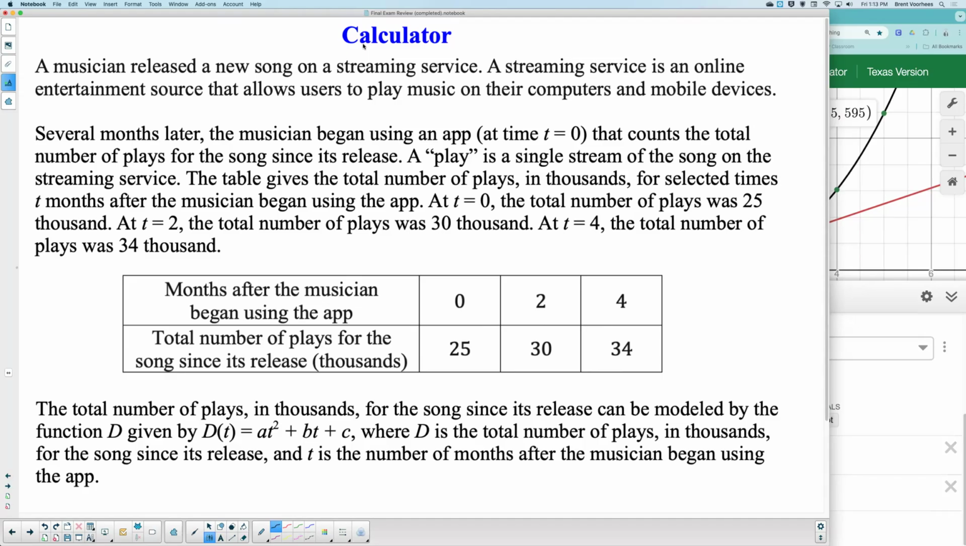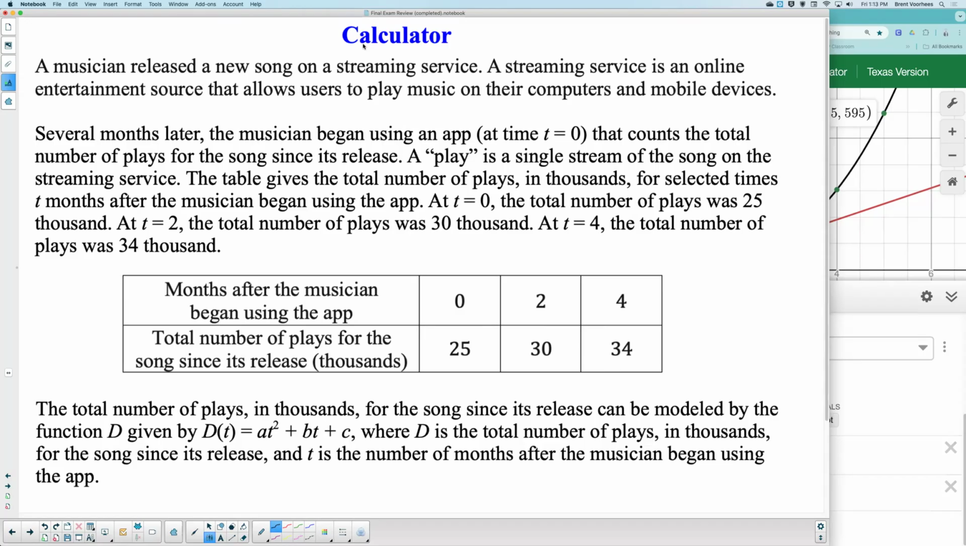All right, the last set of problems. This last page is actually one problem made into four slides. It's a multiple choice, free response type of question here. It says this: a musician released a new song on a streaming service.